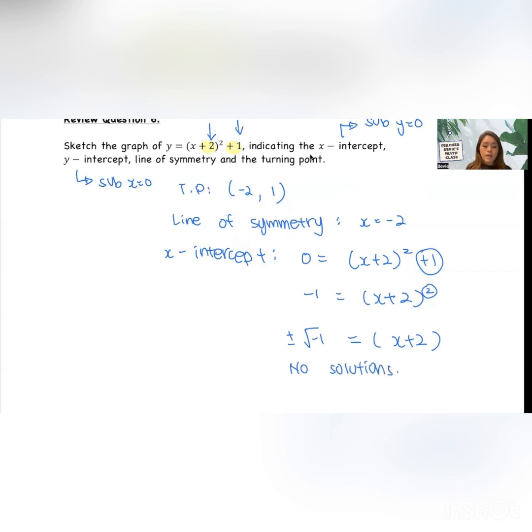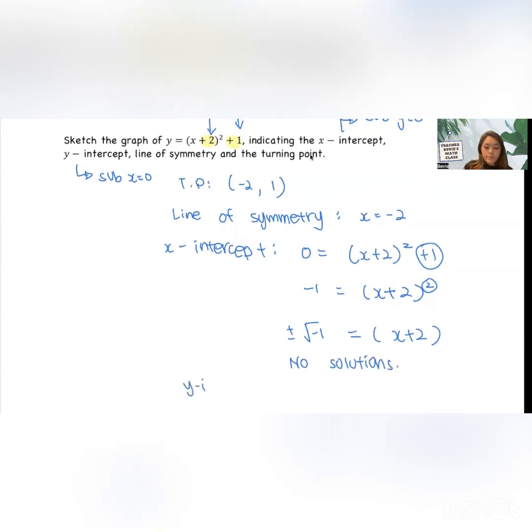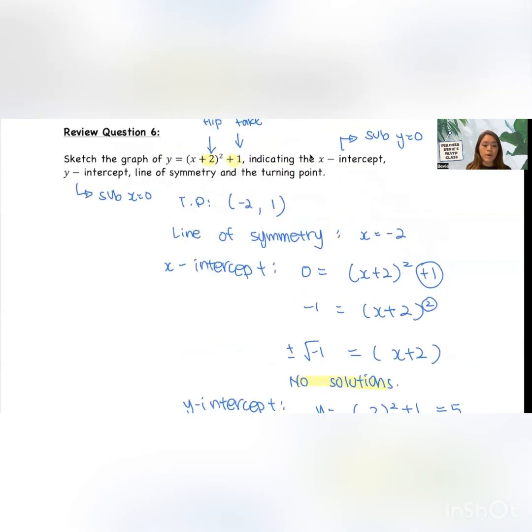And then for my y-intercept, I will sub x equals 0. So y equals (0 + 2)², which is 2 squared, plus 1, which gives me a 5. So what does it mean when there is no x-intercept? Does it mean we cannot draw the graph? No, we still can. Just that for a positive graph, it will lie entirely above the x-axis, not touching the x-axis. And if it's a negative graph, it will lie entirely below the x-axis, not touching your x-axis as well.